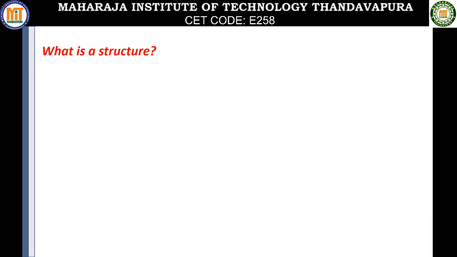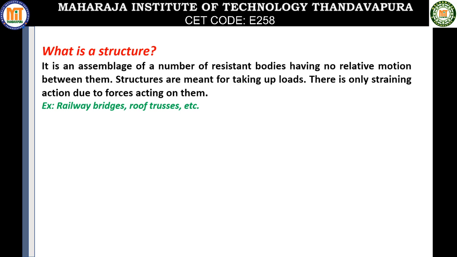What is a structure? A structure can be defined as an assemblage of a number of links or resistant bodies which have no relative motion between them. So basically a structure is designed only to take up loads. For example, railway bridges, a building or a truss are examples for a structure.